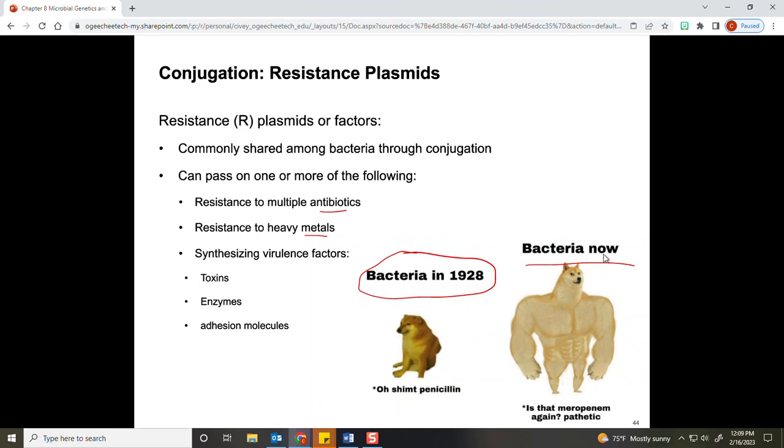So with the advent of penicillin, that number greatly went down, and everyone was super excited about it. But over time, we found that now penicillin is kind of like a joke to many bacteria. So we're seeing this souped up bacteria that says, oh, is that meropenem again? Pathetic. And obviously meropenem is a stronger antibiotic than penicillin. So basically, again, they're becoming resistant to these antibiotics and being stronger and harder to kill.